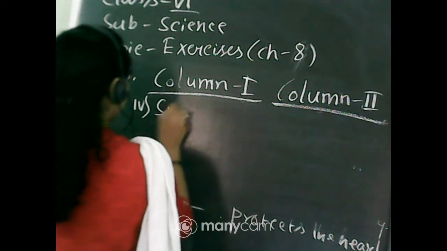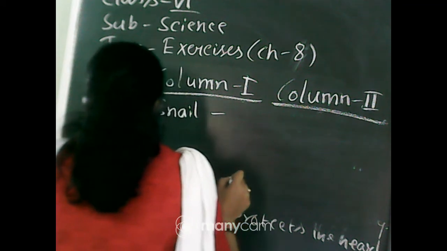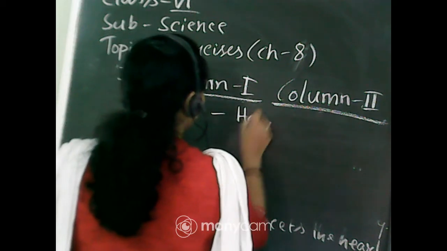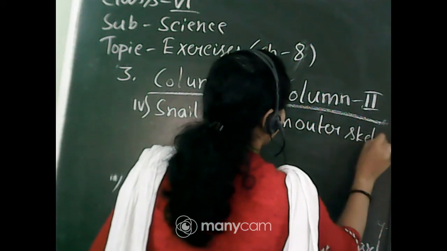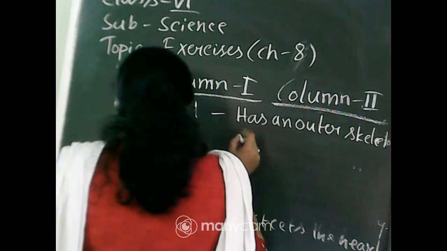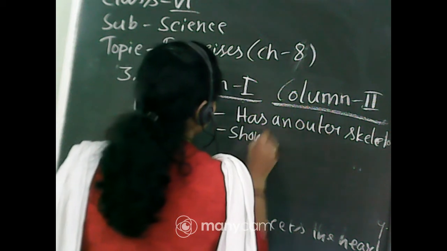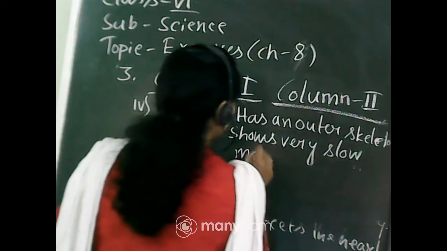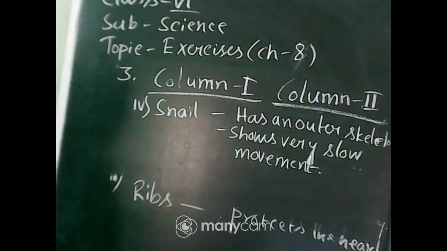Fourth option, snail. Snail will be appropriate with the portion that has an outer skeleton. It has an outer skeleton also, and another point is also there, that is, it shows very slow movement. Understood? So here the snail will be appropriate with these two points of the answer.